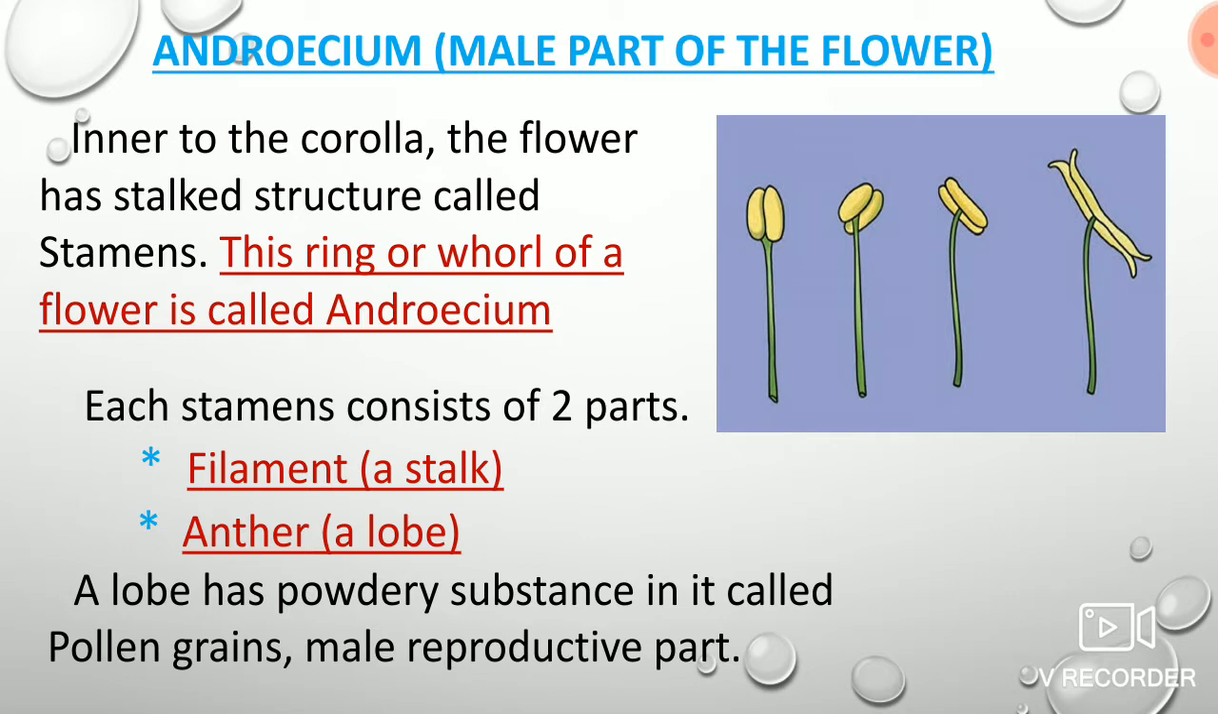Androecium. It is the male part of the flower. Inner to the corolla, the flower has stalked structures called stamens. This ring or whorl of a flower is called androecium. Each stamen consists of two parts: filament, called a stalk, and anther, called a lobe. A lobe has a powdery substance in it called pollen grains. It is the male reproductive part.